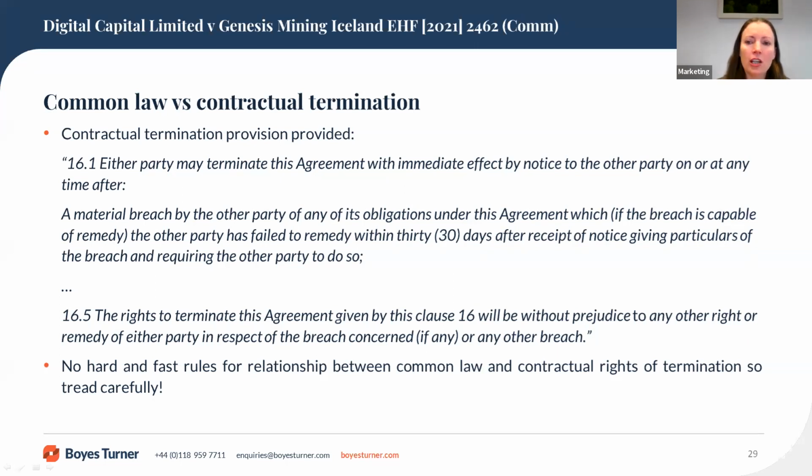There's a long and detailed chronology of events in the judgment that I won't go into, but I'm just going to focus on the issue before the judge in relation to termination. The reason for addressing that issue particularly today is that it touched on a tricky topic, which is that of contractual versus common law rights to terminate for repudiatory breach.